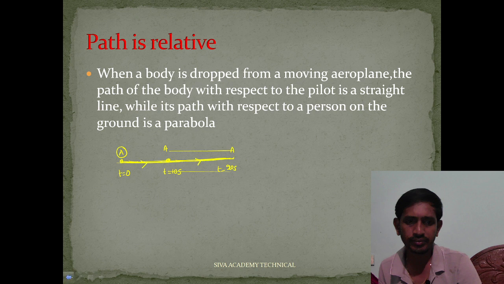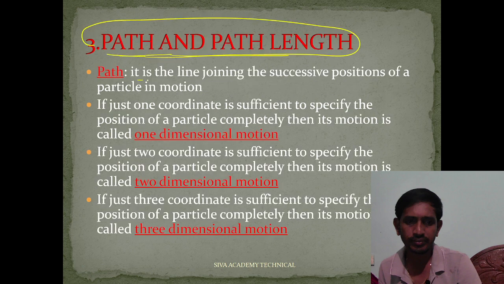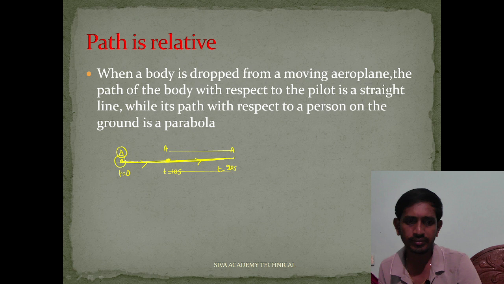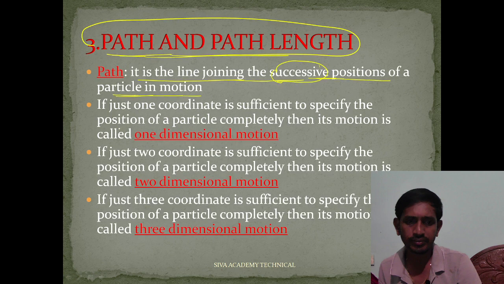So what is a path? It is the line joining the successive positions. Successive means side by side positions. Joining all the successive positions of a particle in motion is called a path. This is the first position and the second position. These are called successive positions. We join all successive positions, and there it forms the path.